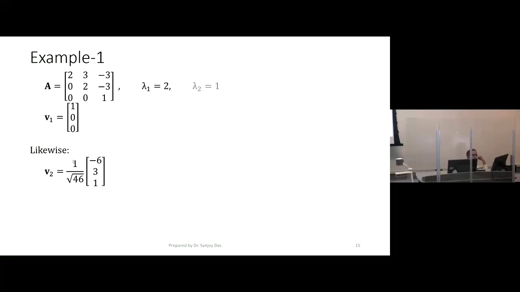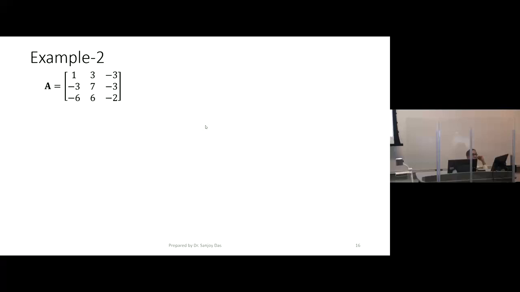This is a unit vector. That's why you see this 1 over square root of 46. 6 squared plus 3 squared plus 1 squared is 46. So the geometric multiplicities are 1 in both cases.